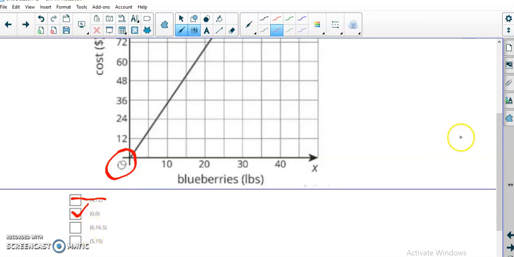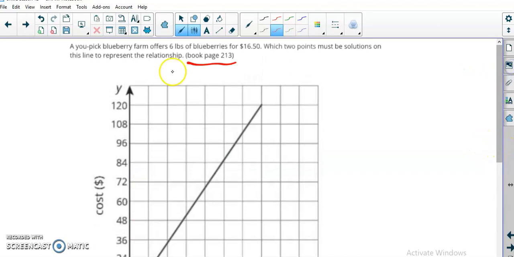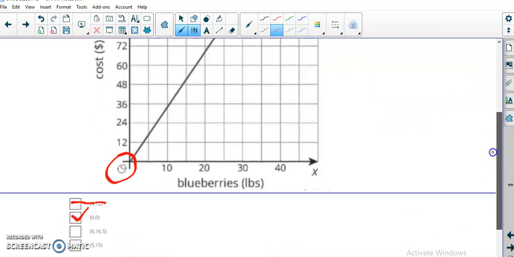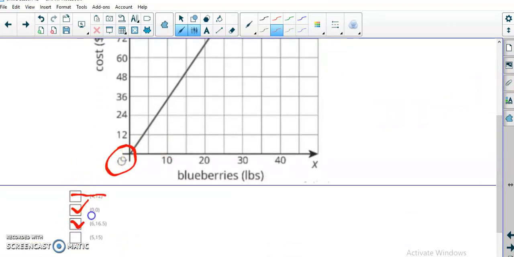6 and 16.50. Well, according to the problem, I'm getting 6 pounds for 16.50. So that has to be on the line because that's the sale they're giving. 6 pounds, 16.50. So that would be the other point that's on there. 5 and 15. Again, I could estimate that, but I see that 12 to 24 is counting by 12. So I don't know that that is 5 and 15. So the only ones that really ring true to me are these 2 points. They have to be on that line because they're the only for sure points that I got from the question that tells me they have to be on that line.